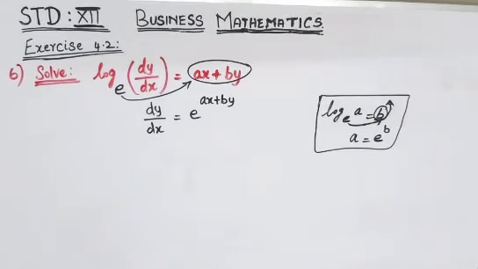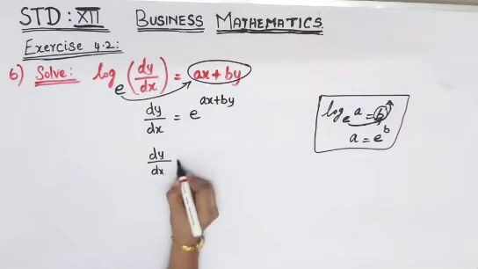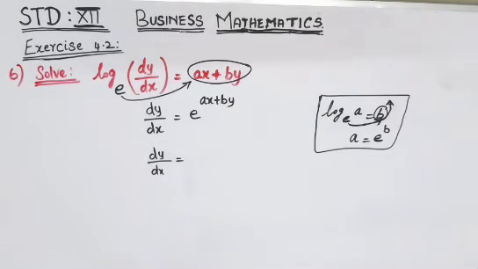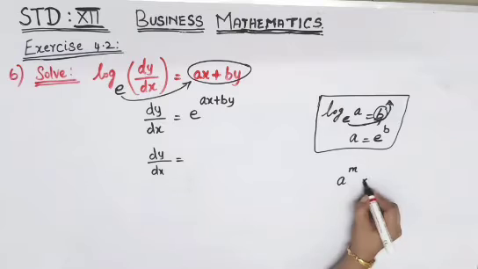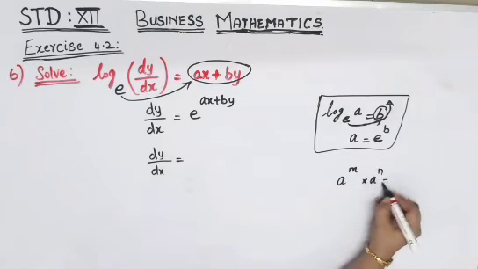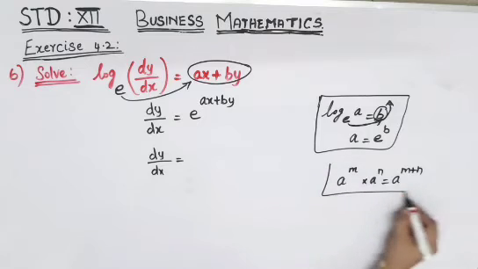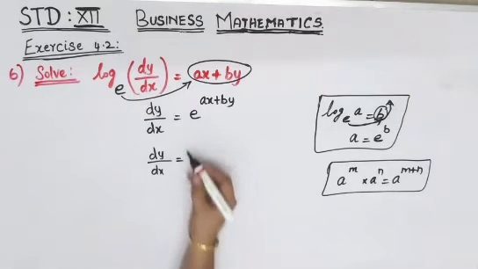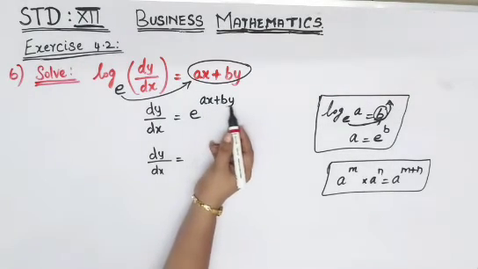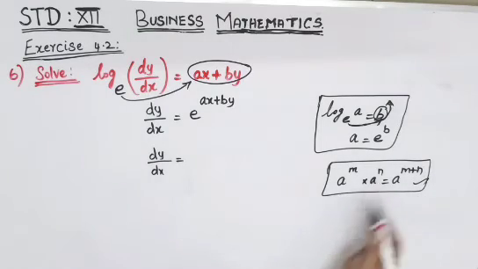Clear? So now what we will do is, dy by dx is equal to, we have studied one formula in small classes, that is a power m into a power n is equal to a power m plus n. Might be in 8th standard or 7th standard. We should have studied this formula, a power m into a power n is equal to a power m plus n. Now it is given e power ax plus by, that is your right hand side is given. We will have to write the left hand side.